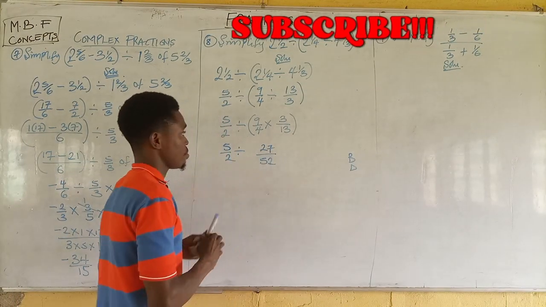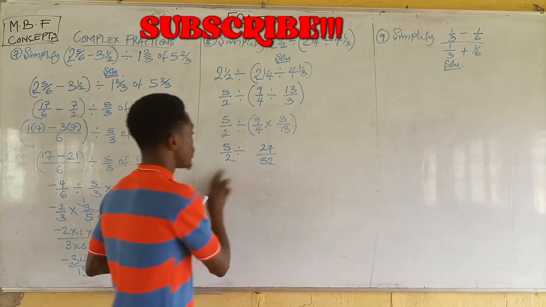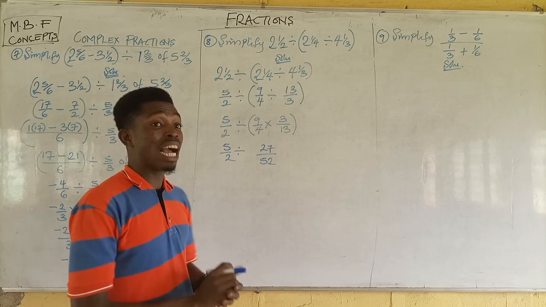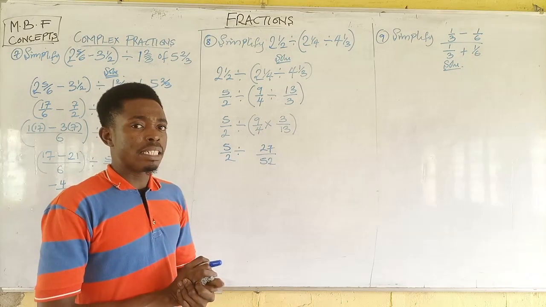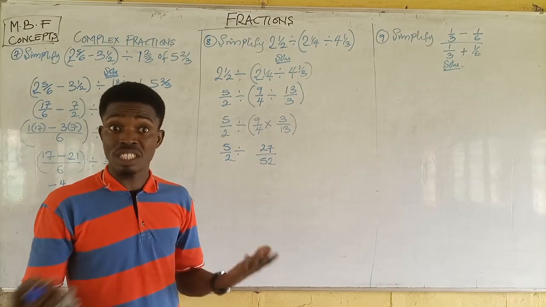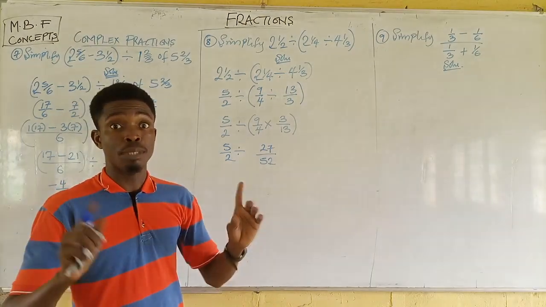This is how it is. Then the next thing we do here is to examine this fraction very well. And now we have 2 fractions, right? Now in these fractions that we have here, the sign connecting them is division. And you know what happens when you have division in between 2 fractions.